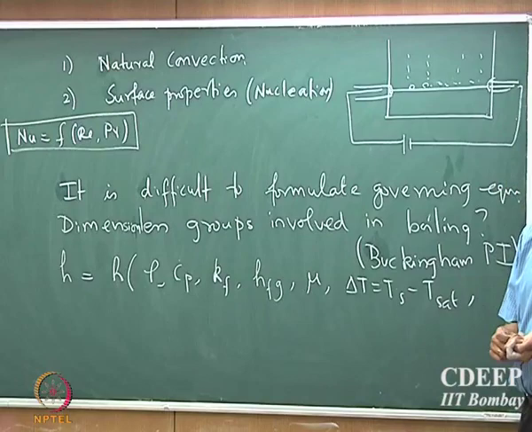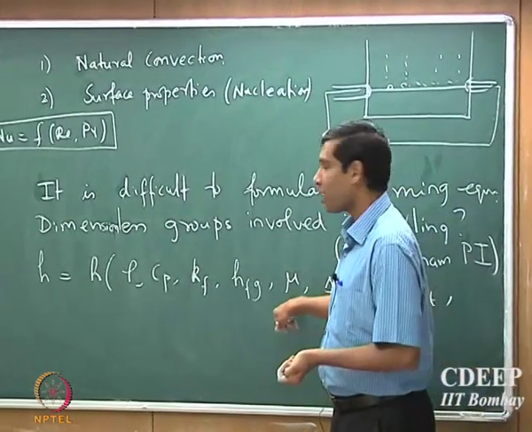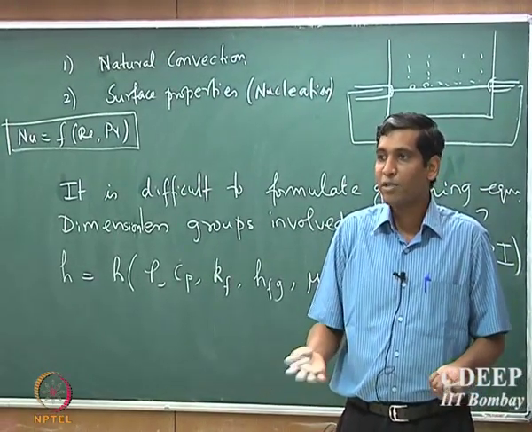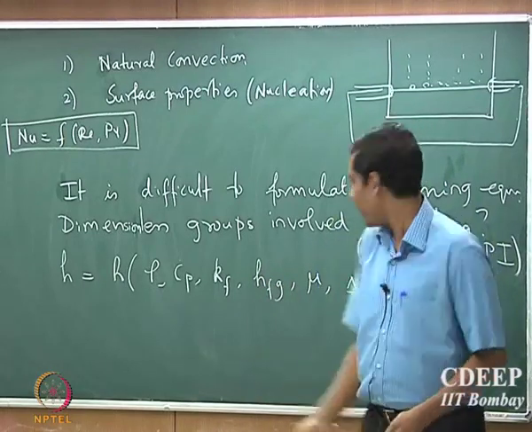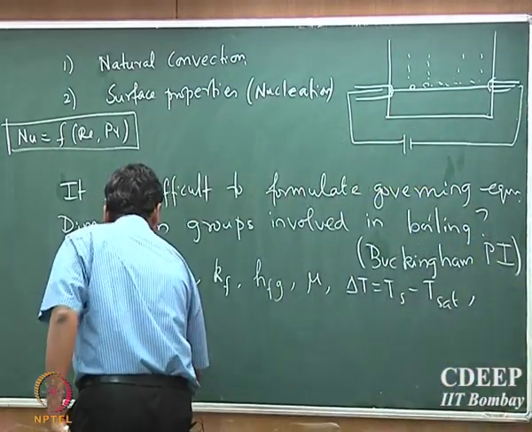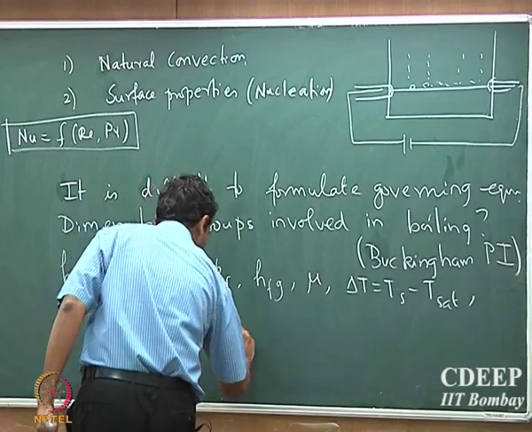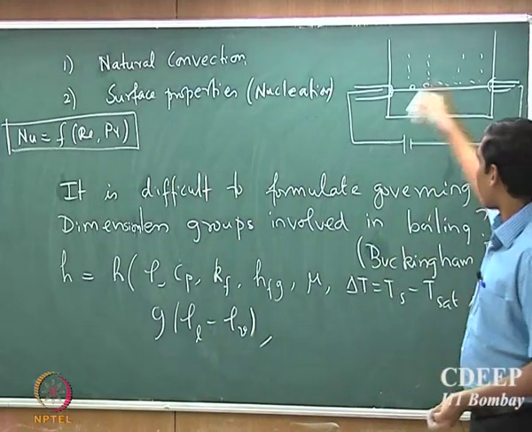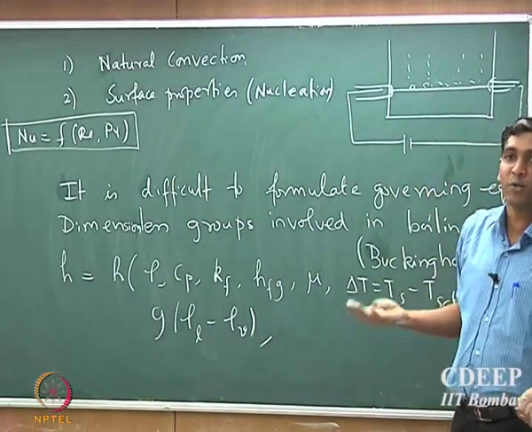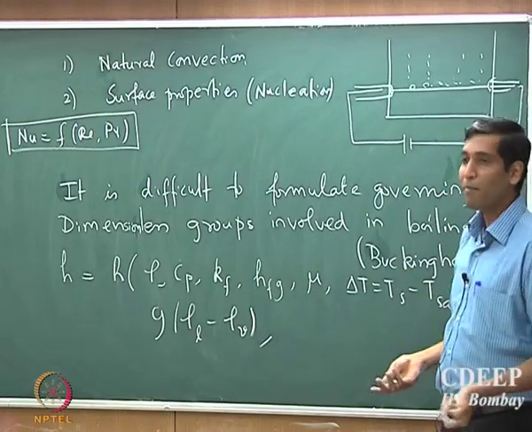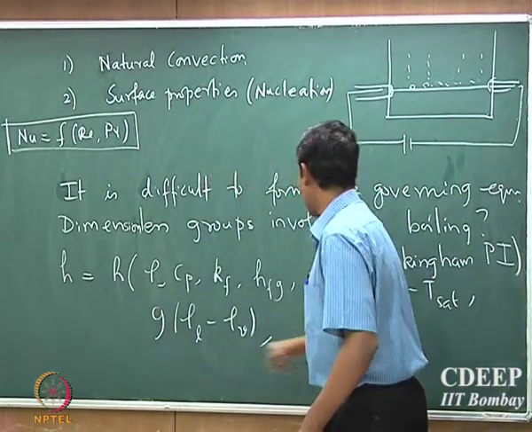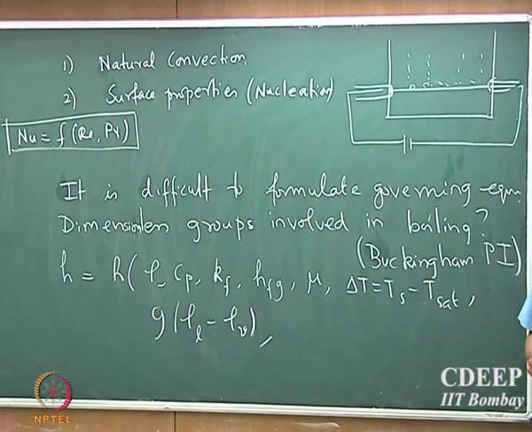What else? So, natural convection. We said viscosity, but what else? Gravity, right? Somehow the buoyancy has to play a role here. So it will be g times rho liquid minus rho vapor. That tells you the body force difference between different locations in the fluid, and that exhibits the buoyancy, right. So how many are there? 1, 2, 3, 4, 5, 6, 7. What else? That is it.